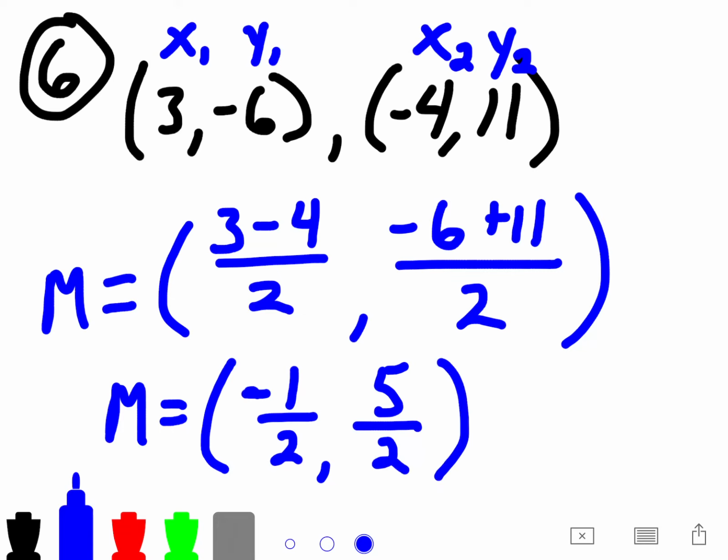So neither of those numbers is really big, right? If we were to graph that, negative 1/2 would be just back a little bit, and then up 2.5. So it'd be somewhere right about here, which was about right with our points being somewhere way up here and down here.